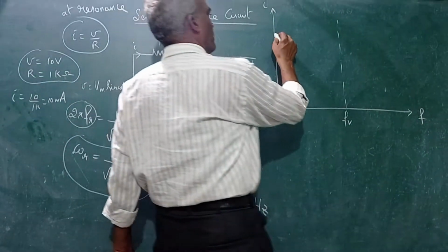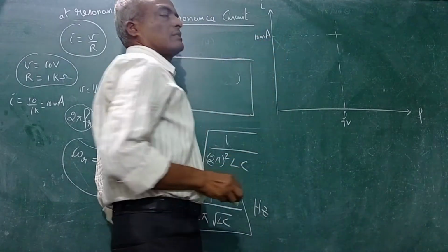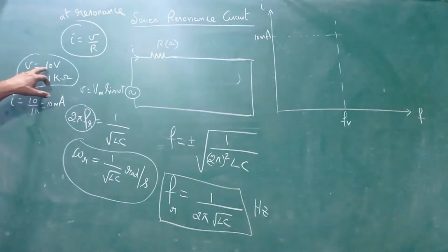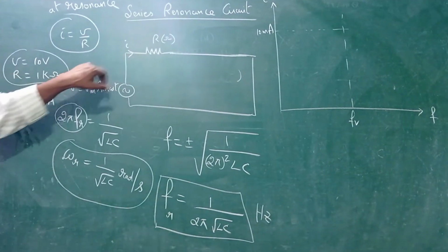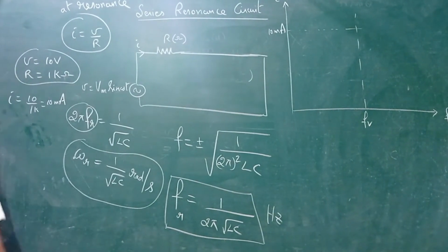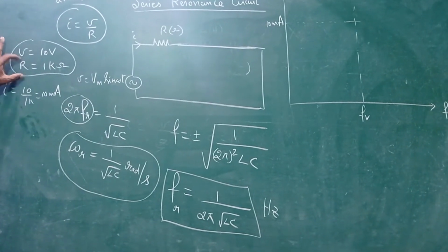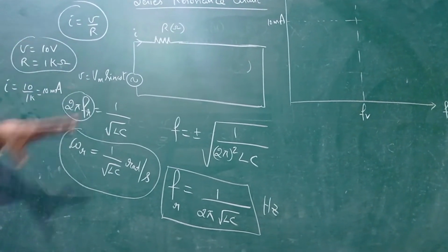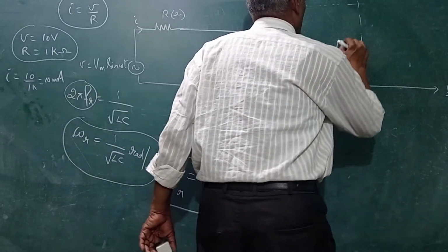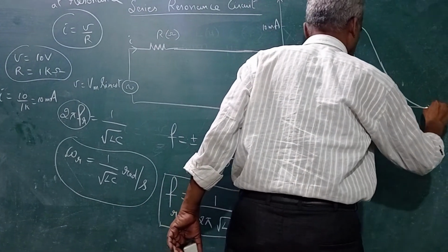So the maximum current will be 10 milliamps at this point. This is the maximum current that can flow when applied voltage is 10 volts and the resistance R value is 1k. You need not take into account this L and C. We have said already it is in resonance. So if R value is 1k, the current flowing in the circuit is 10 milliamps. So usually the graph will go like this. It touches the peak and it goes like this.